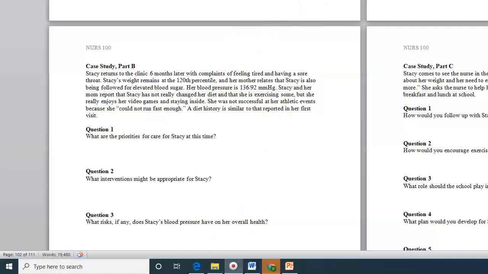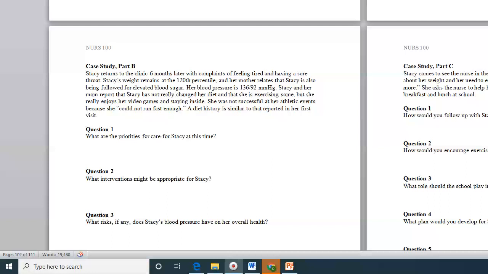Stacy remains at the 120th percentile, and her mother relates that Stacy is also being followed for elevated blood sugar. Her blood pressure is 136/92. Stacy and her mom report that Stacy has not really changed her diet and that she is exercising some, but she really enjoys her video games and staying inside. She was not successful at her athletic events because she could not run fast enough, and a diet history is similar to that reported in her first visit. So what are the priorities of care for Stacy at this time?